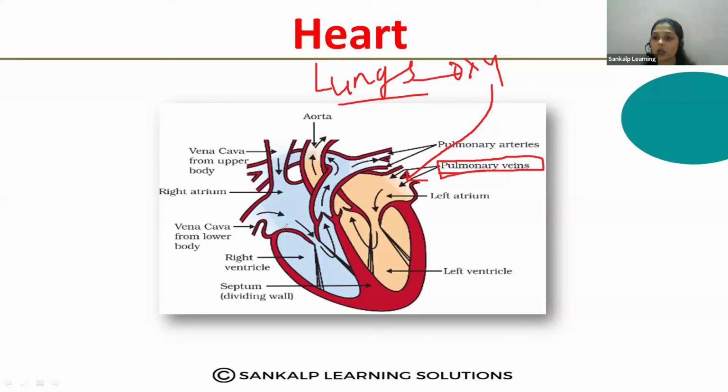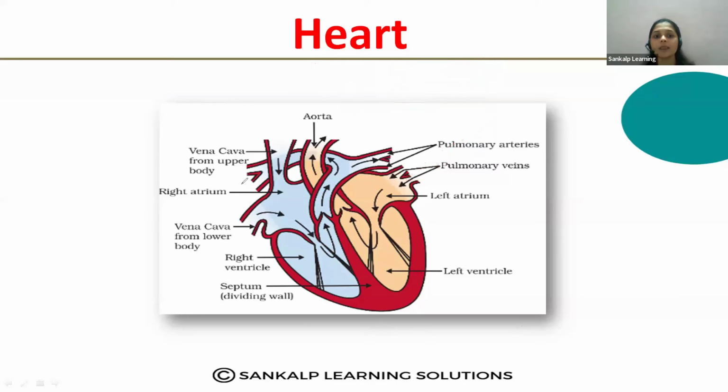Then how does the deoxygenated blood circulate in our body? The deoxygenated blood from all the parts of the body is collected by blood vessels called the vena cava. This is the upper vena cava, and here there is another vena cava, the lower vena cava. This vena cava collects the deoxygenated blood. Deoxygenated blood means blood that contains carbon dioxide, right? That carbon dioxide containing blood is poured into the right atrium.